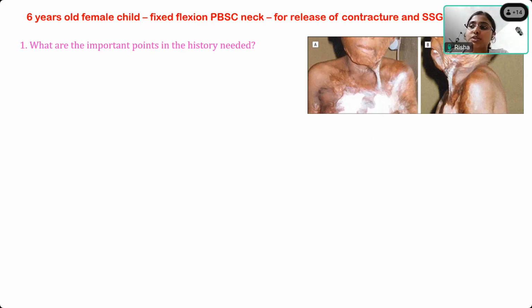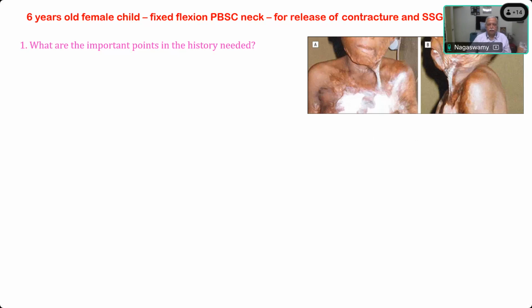Class 2 involves superficial epidermis along with the dermis, like less than 50%. Class 3 involves dermis along with some muscles. Class 4 involves the bones, tendons and ligaments. That is one classification. Another classification is based on the etiology.